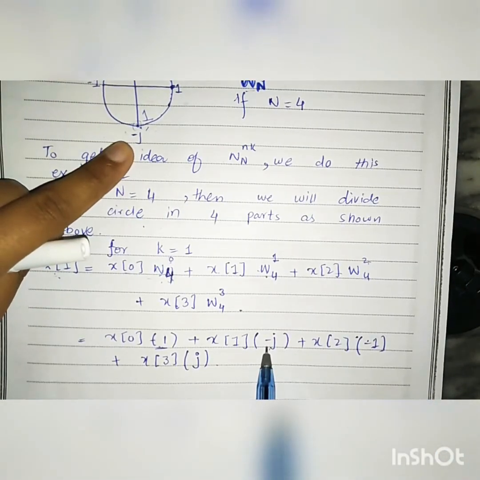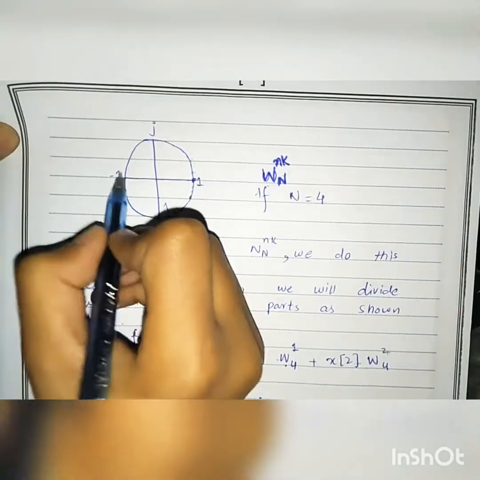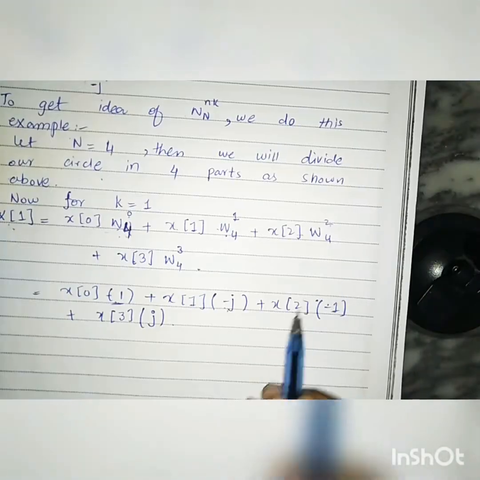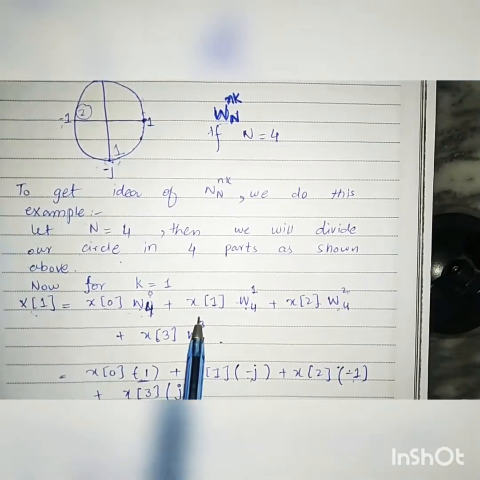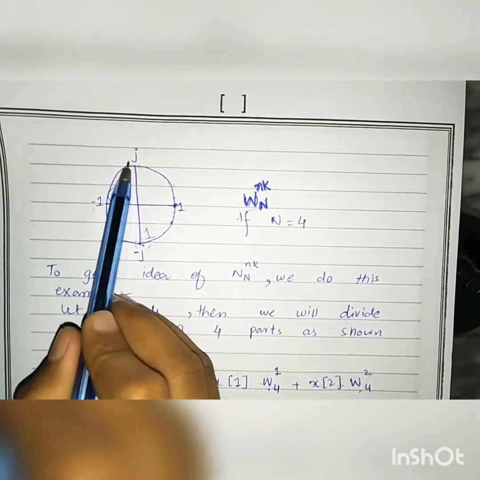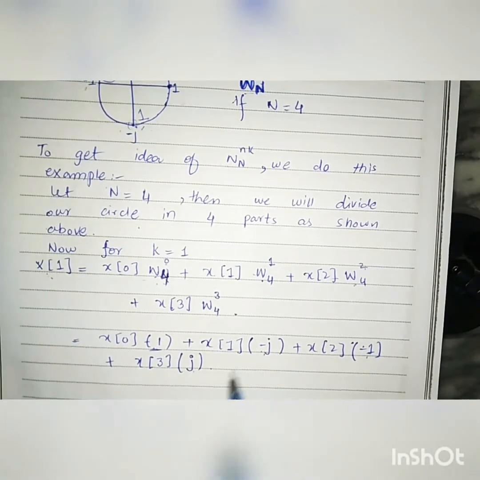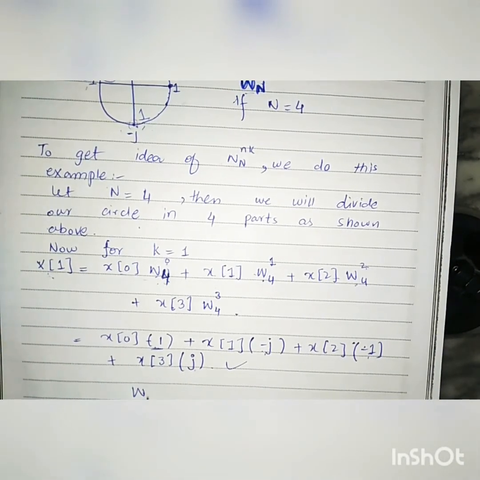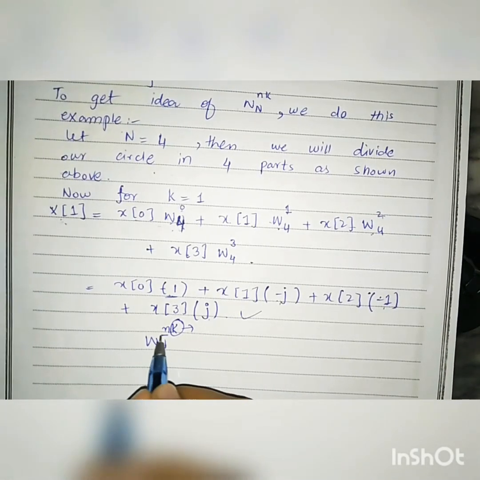So you can see that minus j. And then w42 will be this position, and in place of w42 we will have minus 1, and w43 is this position, and in place of w43 we will have a j here. So this is all about w and k. We will have a fixed value for k and we will put it before, and then in the summations we will keep changing the values of n.